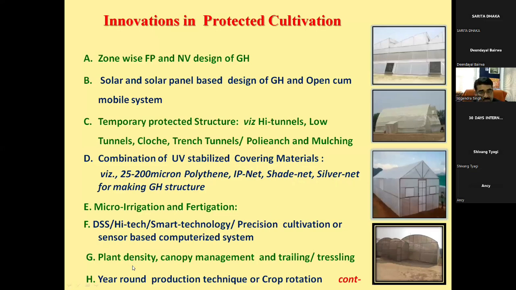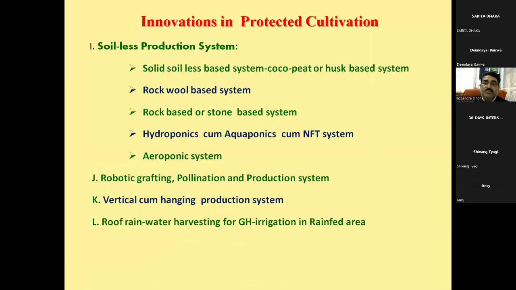These are innovations: plant density, canopy management, year-round production. So these are the new innovations we can use for protected cultivation technology. Innovation in protected cultivation that is now coming is a very renowned innovation, you know everybody, soilless production system under greenhouse condition. So these are vertical cultivation. These are known as vertical farming, vertical cultivation, and soilless cultivation.